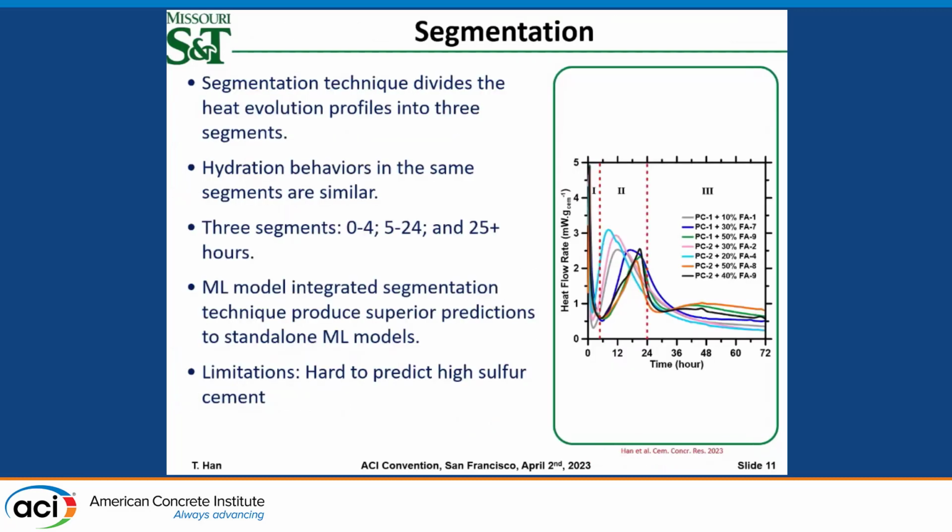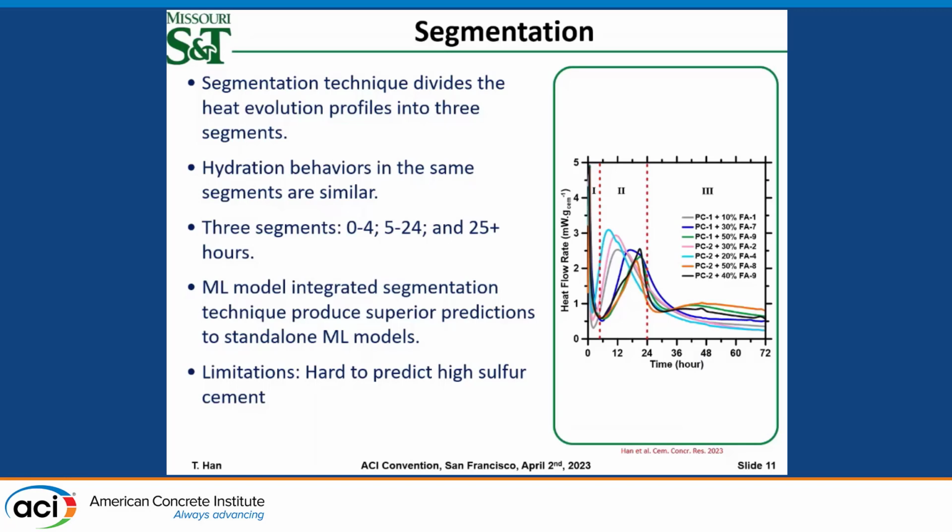The first method is segmentation. That method is the most simple one. Basically, you divide the hydration profile into different segments, and each segment has a similar but simple trend, so that the machine learning model can easily learn the simple local trend instead of the complex global trend.